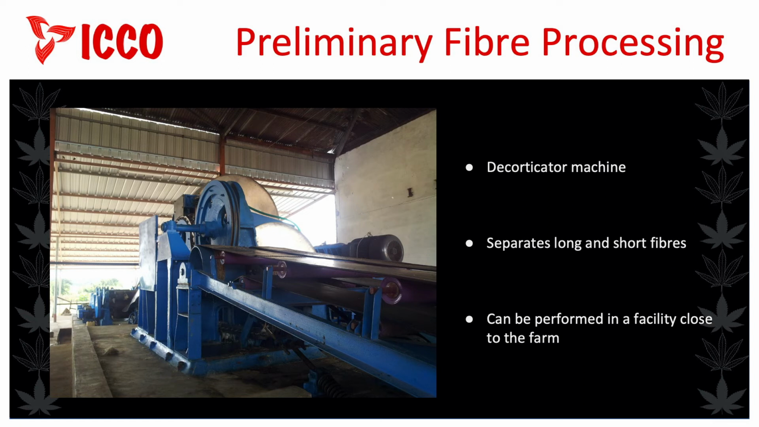This decortication process can be performed in a facility close to the farm to minimize shipping large bales. The result of this decortication process happening on the farm is that the long and short fibers are now separated and can be shipped to different processors, depending upon the desired end product.